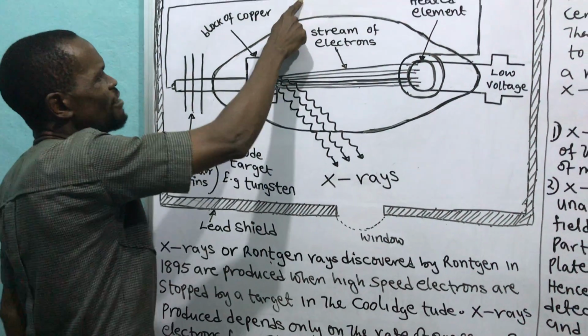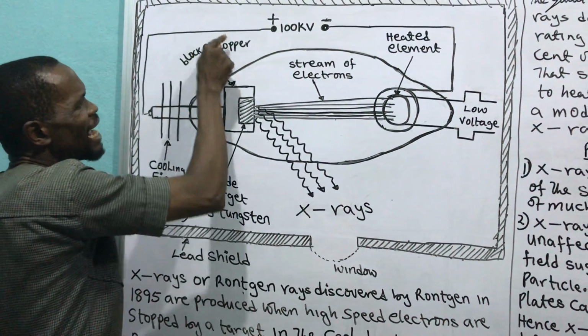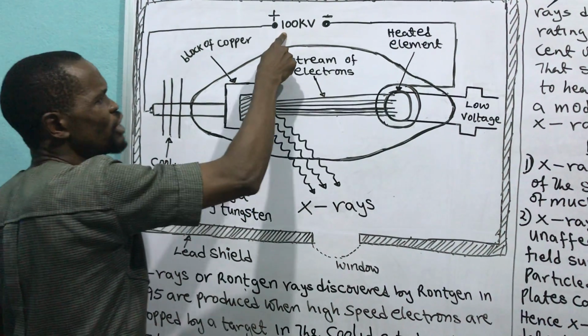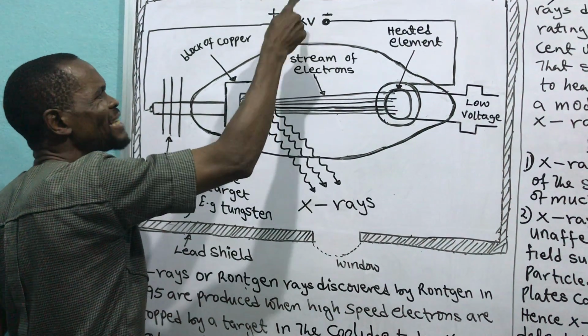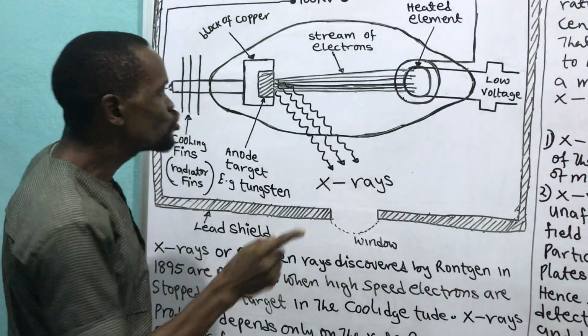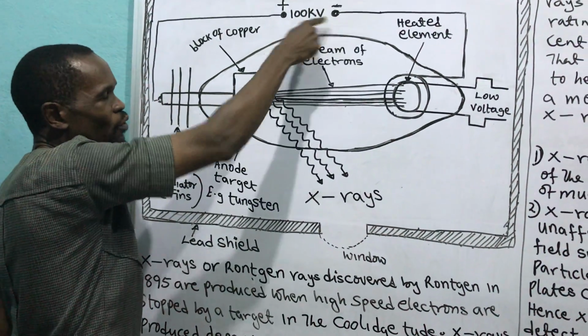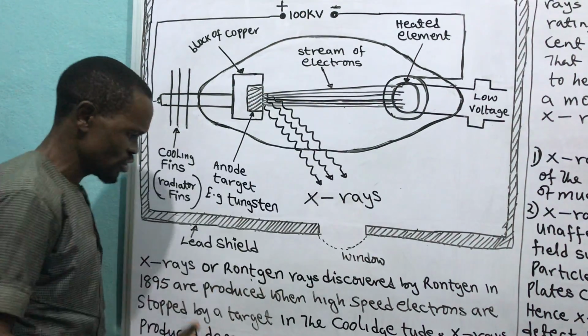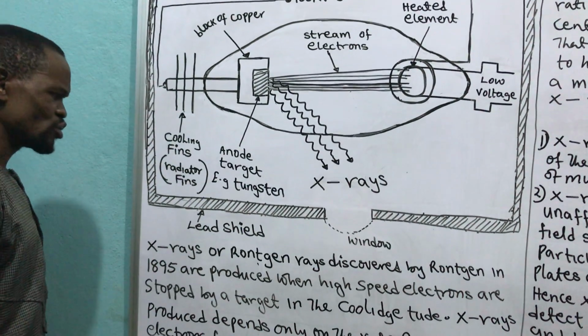Remember again that the voltage applied across this tube is about 100 kilovolts. Remember this, so that when we are going into calculation, you'll be able to recall it. The voltage across this is 100 kilovolts. Then now, let us read the note.